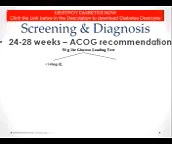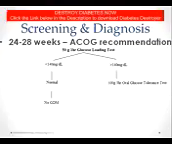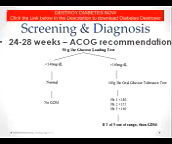If it is less than 140, it's normal, and they don't have gestational diabetes mellitus. However, if it is greater than 140, you have to do an oral glucose tolerance test, which is done by giving 100 grams of glucose, and the blood sugar is measured after the first, second, and the third hour. If any two of the three values are out of range, then they have gestational diabetes mellitus.